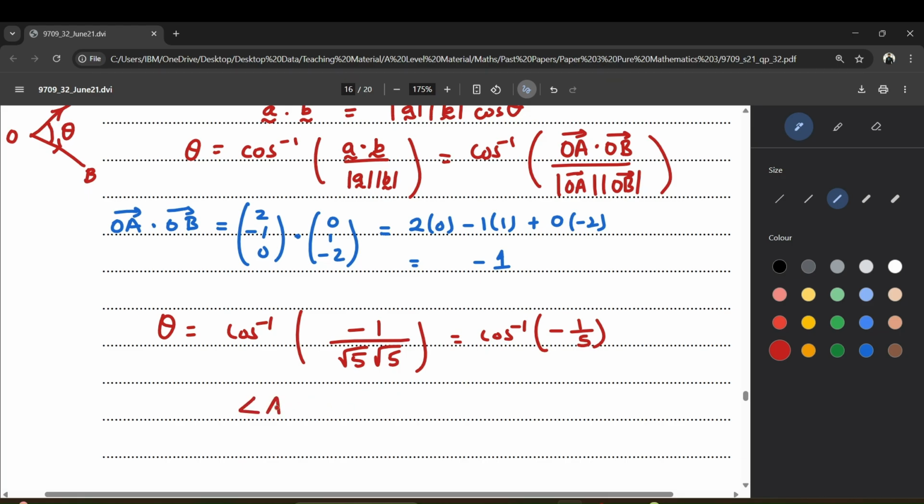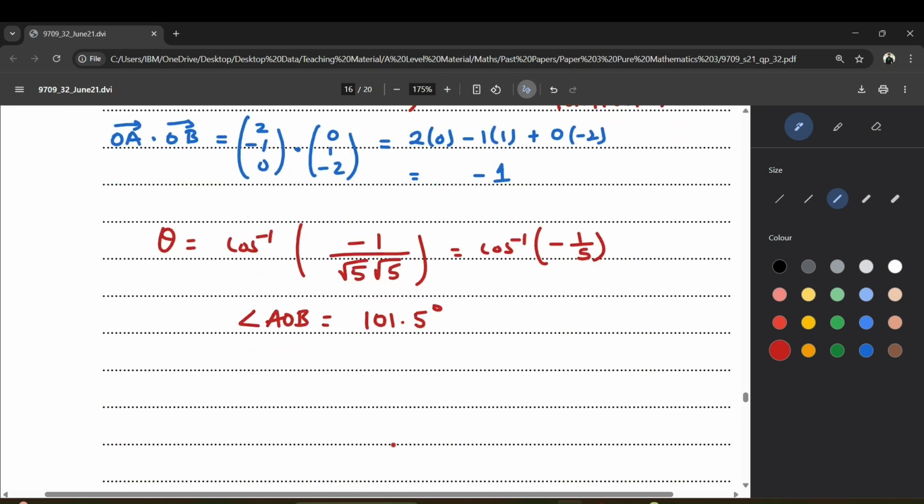Therefore angle AOB will be equal to, so let me calculate that. Make sure that your calculator is in degrees mode. So cos inverse of minus 1 divided by 5 will be 101.5 degrees. So that is the answer to part 1, part A.